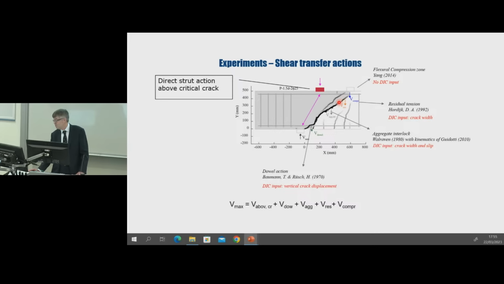And then at the top here, where the crack is very narrow, we have a contribution from the residual tensile stress in the cracked concrete. And then moving down the crack, we have a resistance from aggregate interlock. And then finally, a contribution to shear from the reinforcement bars themselves. And we refer to this as dowel action.